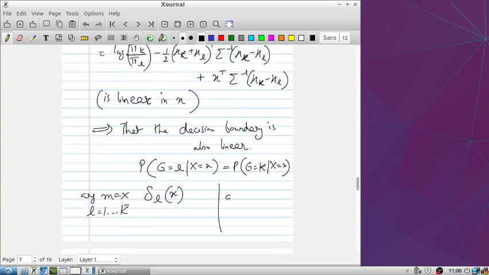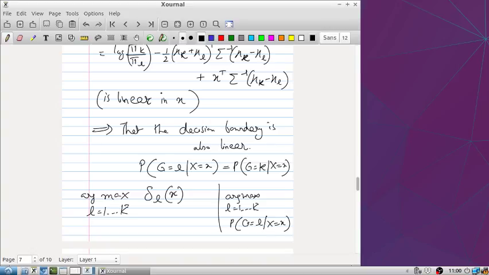It was just argmax over L = 1 to capital K of the probability that G = L given X = x. This was the Bayes classifier, if we knew the joint distribution between G and X.